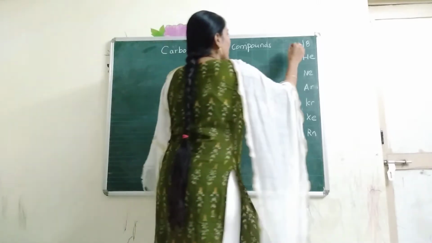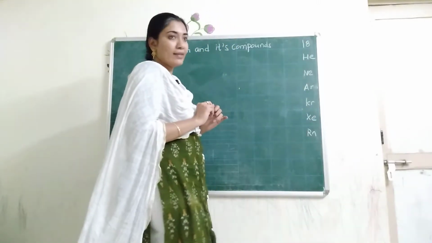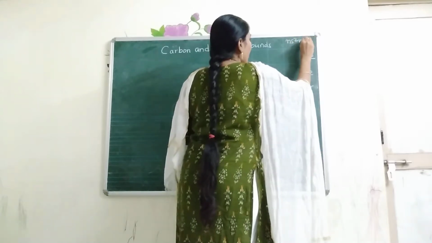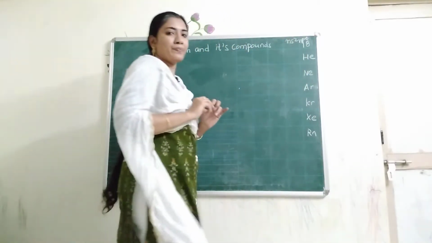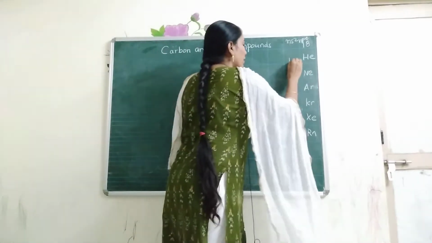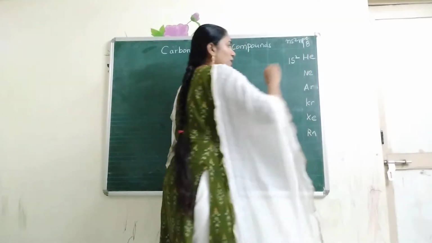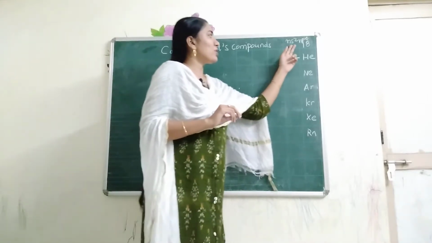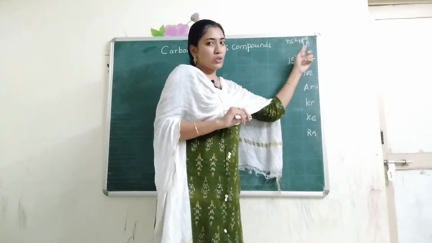Okay, what is the general electronic configuration of the 18th group? The general electronic configuration of the 18th group is ns2 np6. There is one exception here. What is that? Helium. Helium contains only 2 electrons, that is, the configuration is 1s2. Remaining all inert gas elements contain the general configuration ns2 np6.